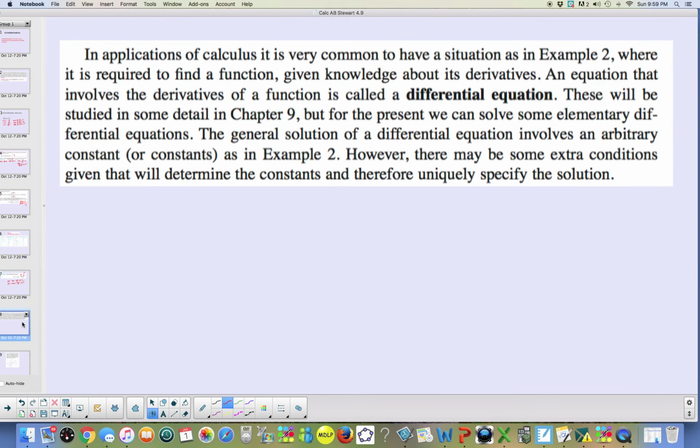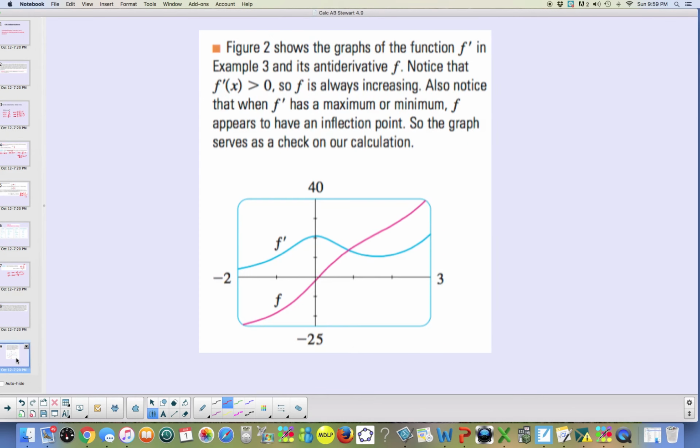All right, and differential equations are equations that have derivatives, and finding general solutions is very important in many calculus situations. Let's take a look at antiderivatives graphically. Okay, so here is the derivative, and it tells us something about the function. Well, all the derivatives are positive, so this tells us it's an increasing function. And if you look at f, you can see that it's an increasing function.